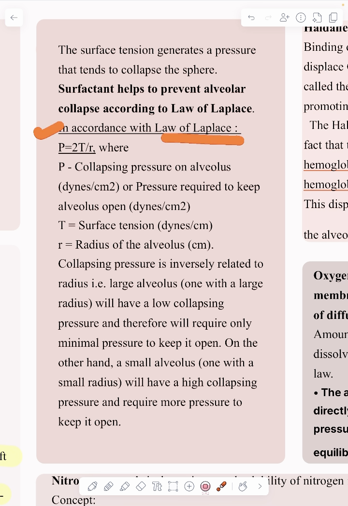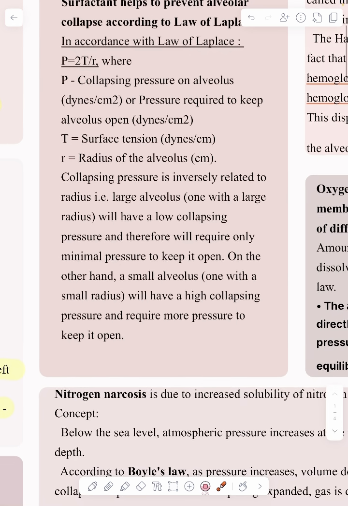In accordance with the law of Laplace, P is equal to 2T upon R, where P is the collapsing pressure on the alveolus, in dyne per centimeter square, or the pressure required to keep the alveolus open, also in dyne per centimeter square. T is the surface tension, in dynes per centimeter, and R is the radius of the alveolus in centimeters. Collapsing pressure is inversely related to the radius.